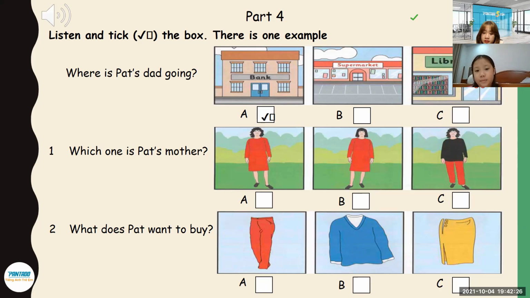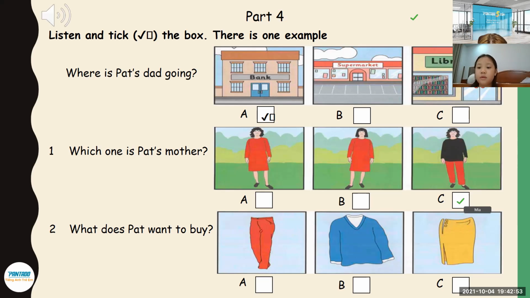One. Which one is Pat's mother? Is your mother here, Pat? Yes, she's in the garden with my aunts. Has your mother got straight hair? No, her hair is curly. Oh, is she the one in the red dress? No, she's wearing trousers today.